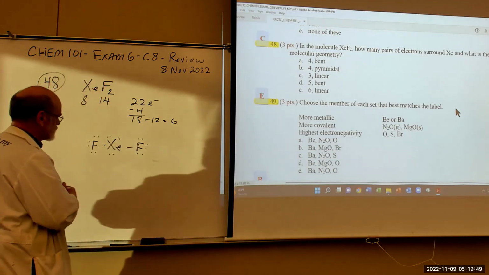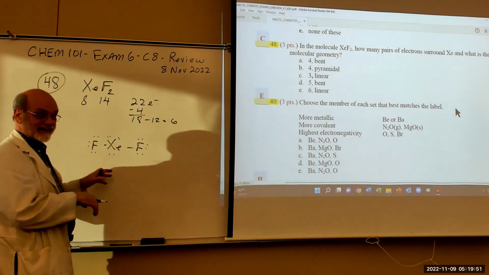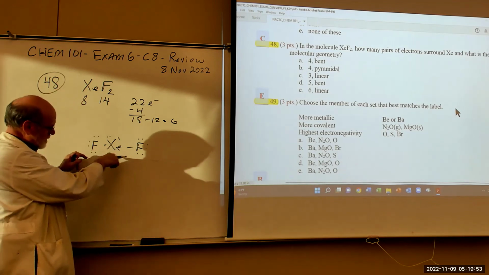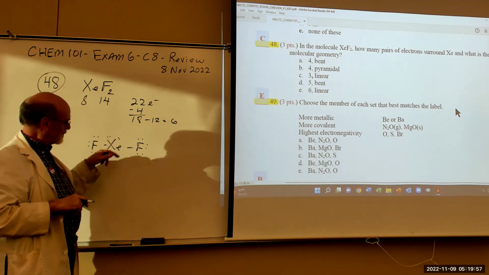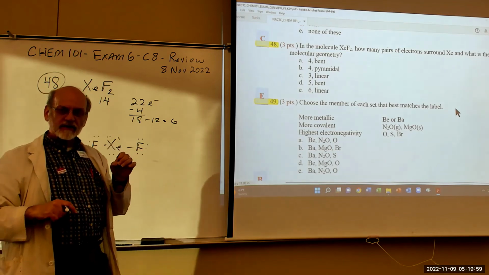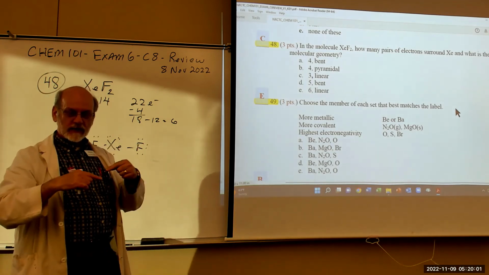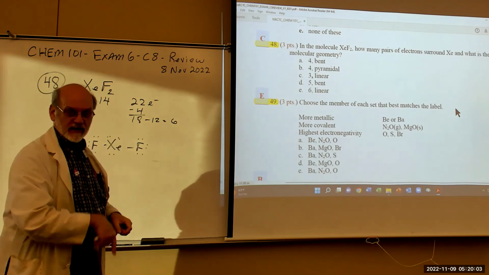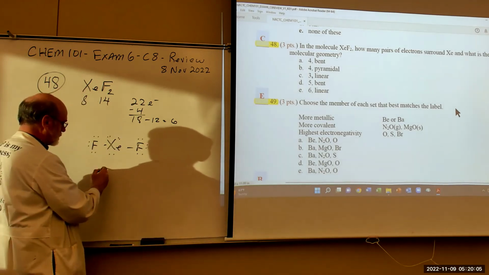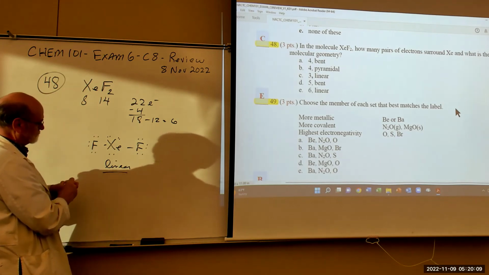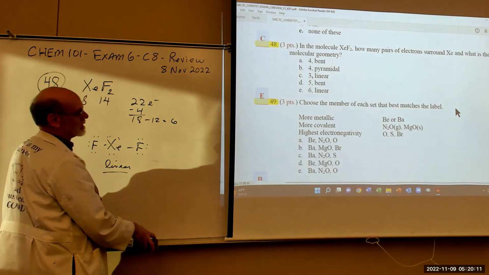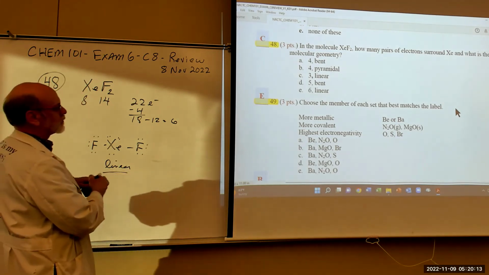And it tells us that geometry should be linear. And in fact, it is. Because 5 groups makes a trigonal bipyramid. But all of those lone pair electrons are on the triangle. And the fluorines are at the apex. So that is a linear molecule with 3 pair of electrons. Let's see, that would be C.